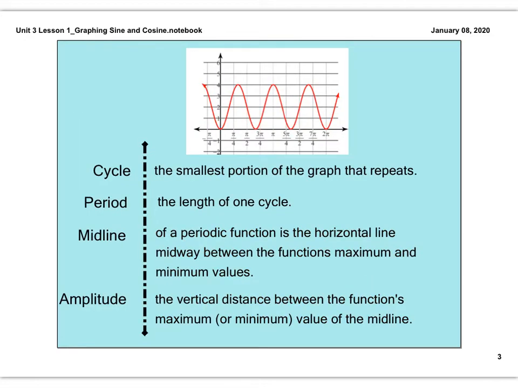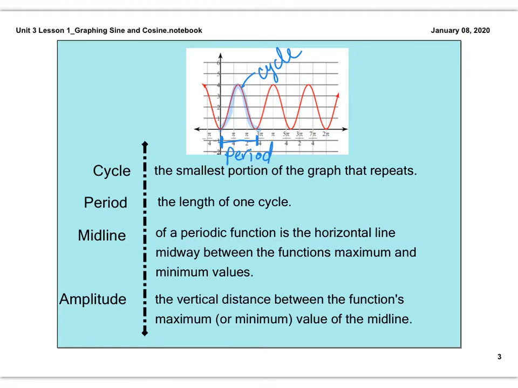Now, periodic functions have lots of parts. The first one is called a cycle. A cycle is the smallest part that doesn't repeat. For instance, right here, you can see it starts at 0 and ends a little bit before 3/4 pi. That right there is one cycle. Now the period is the length of one cycle. So in this case, the period starts here and goes to here. That's one period. After that, it's just going to keep repeating that hill over and over again.